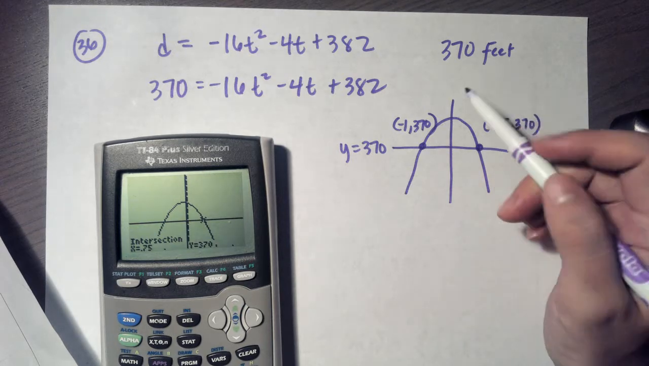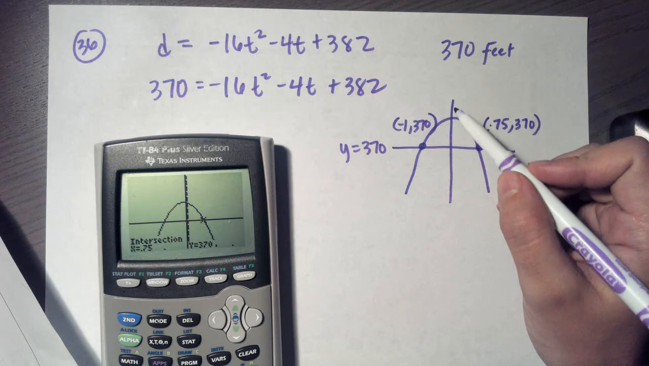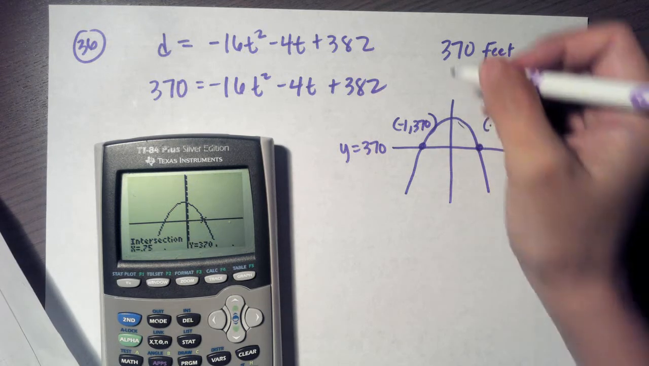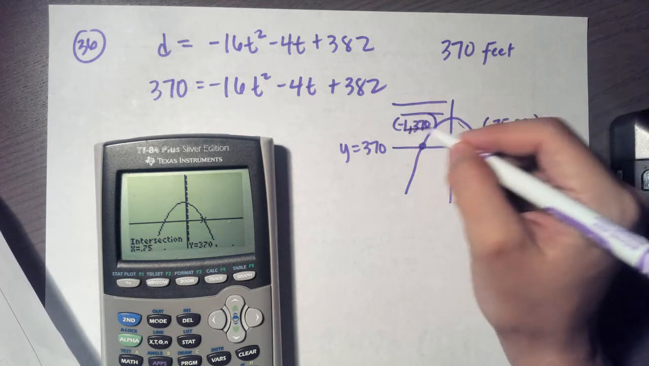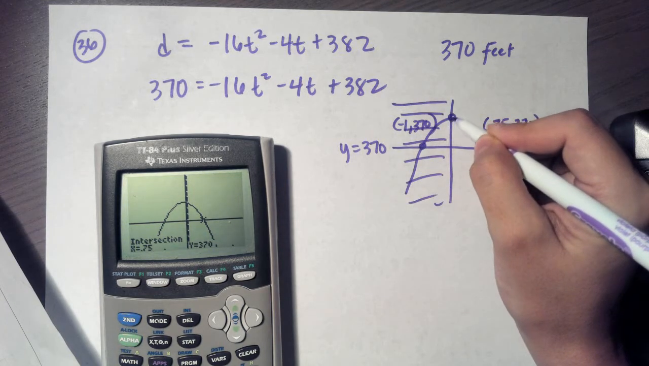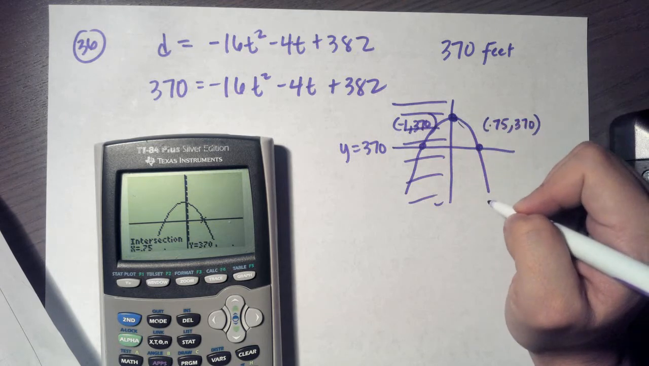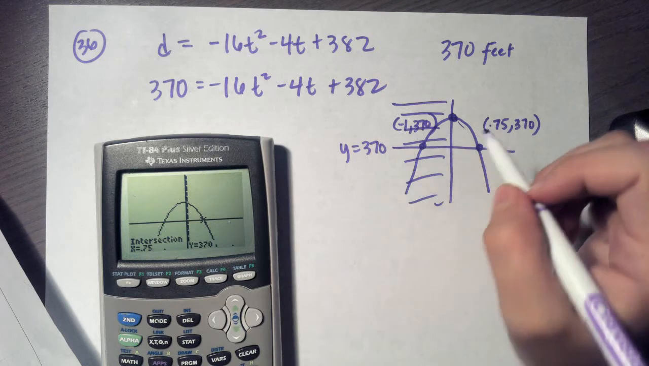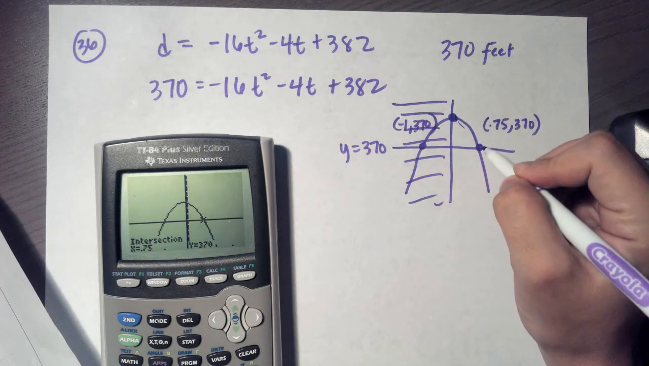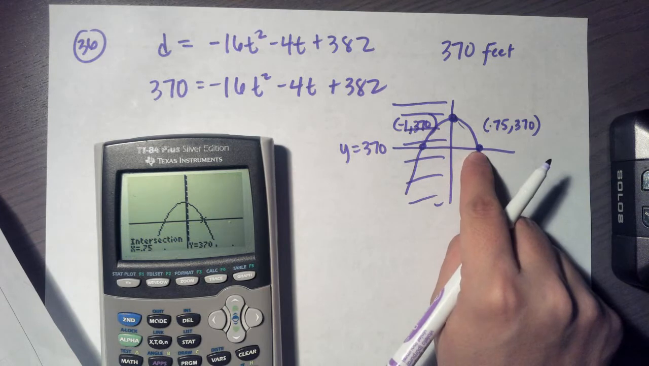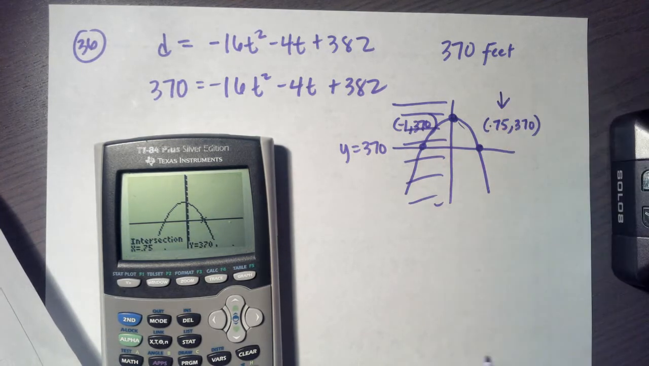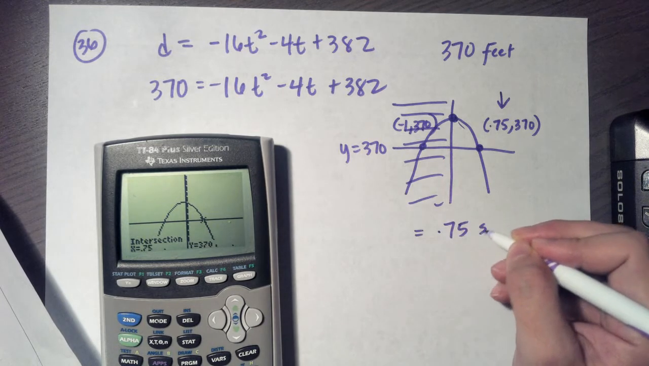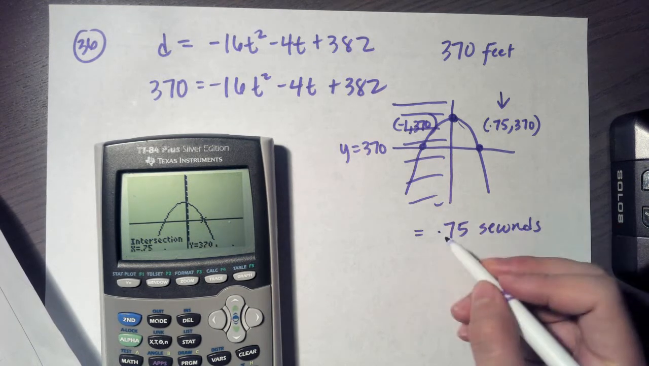Now the question says, how long after the rock is thrown is it 370 feet from the ground? So remember, the rock is thrown from the top of a building. So you don't throw it up and then down, like you're already at your maximum point. So we really don't need this left side of the graph. It's here, the maximum point, and then you drop the rock. So when does the rock hit 370? What is this intersection point? Your x value is your answer. So your answer is going to be 0.75 seconds.